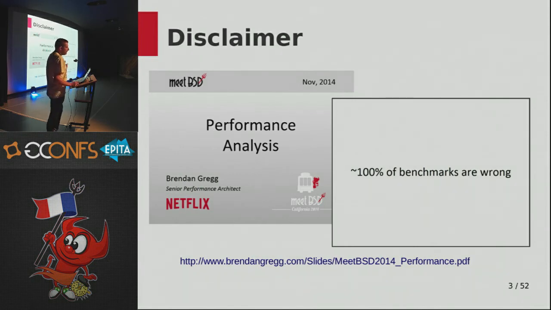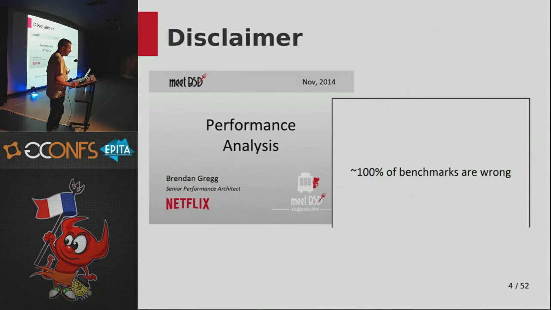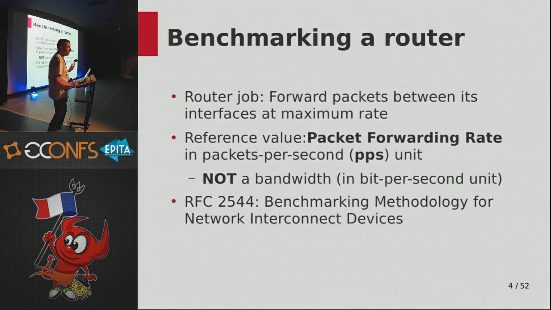First, before speaking about benchmarking and tuning, we need to agree about the unit we will use. I'm a network guy, I'm working with networking stuff. The router has two main jobs. The first job is forwarding: it needs to forward packets between its interfaces. The second one is maintaining its routing table with routing protocols, but I will not speak about this. Then our main unit is packets per second, and it's the only unit you have to use when you are a network guy.